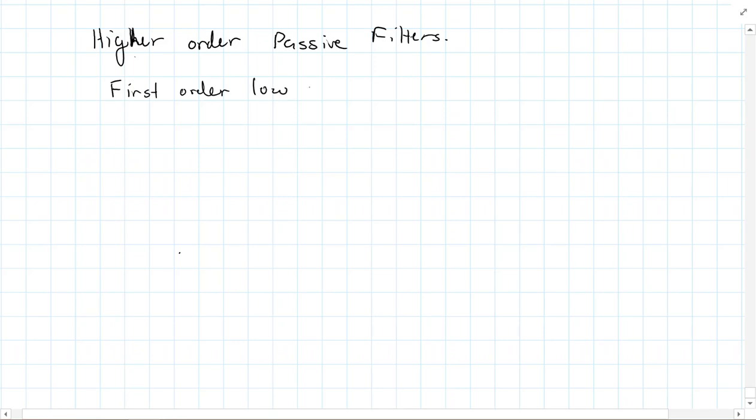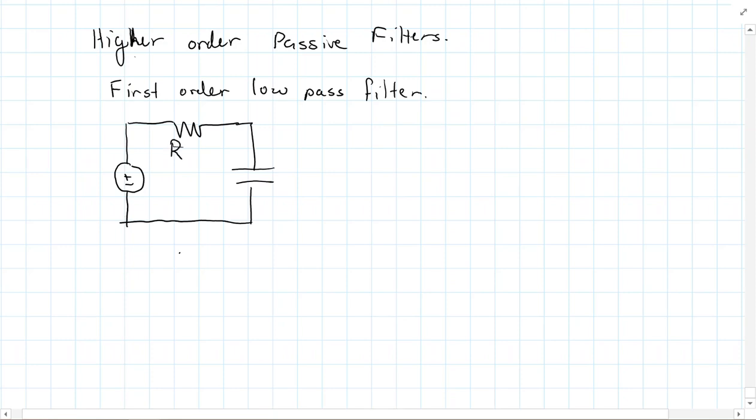low pass filter. And remember that our first order low pass filter was a very simple circuit. We had a voltage source here, which was our input, a resistor, and then a capacitor. And then we knew that the cutoff frequency here in radians per second is 1 over RC. And then we also know that omega C is equal to 2 pi FC.